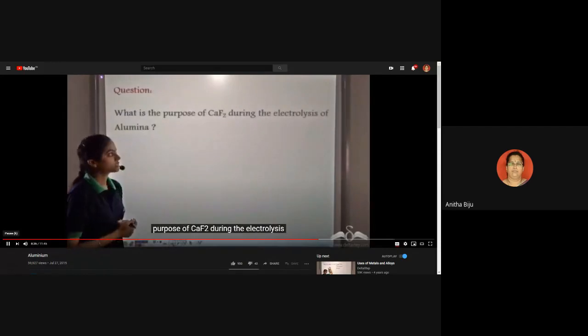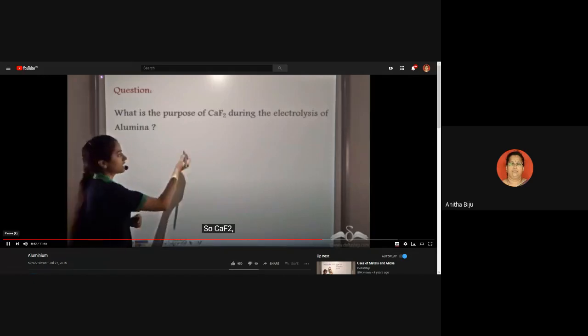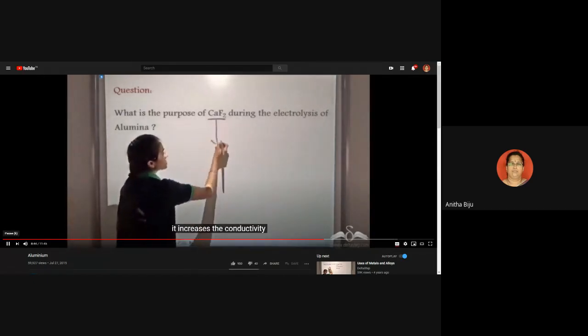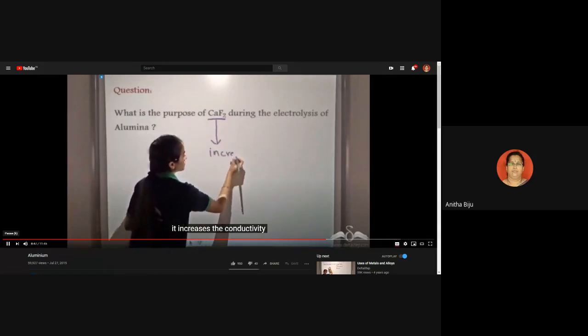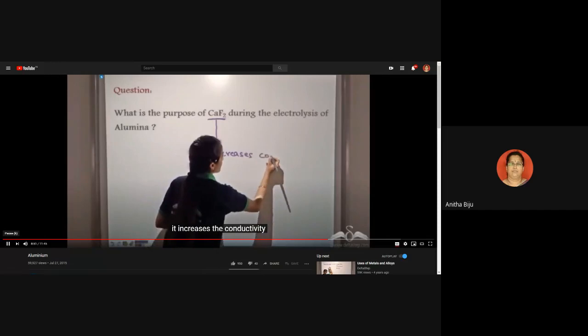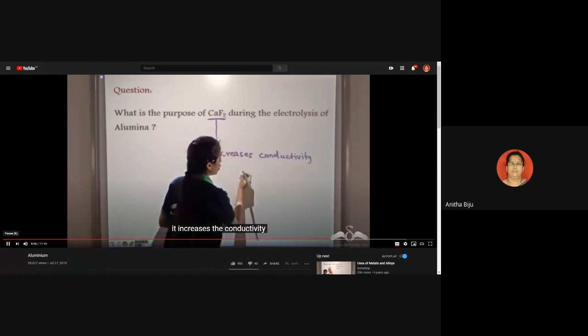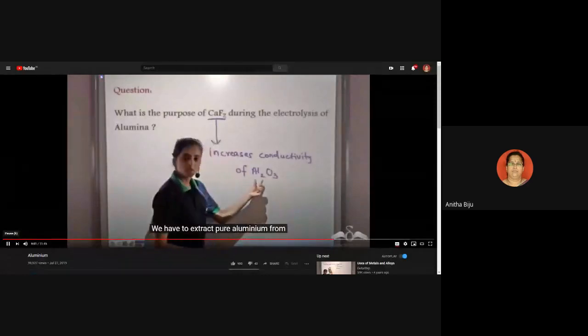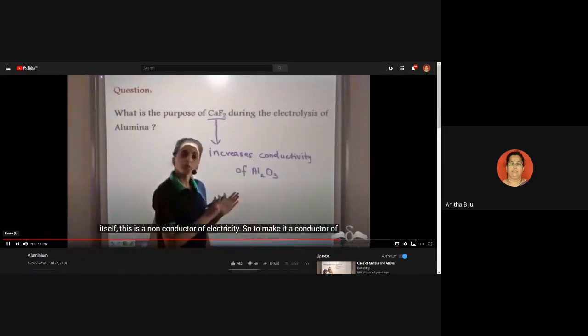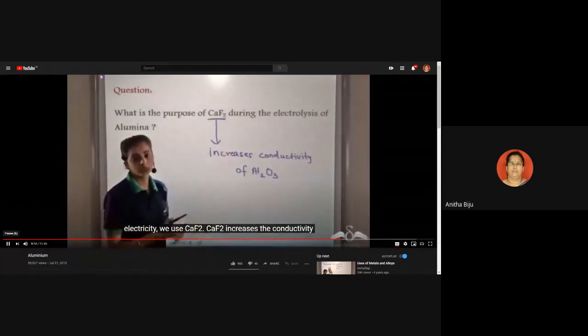What is the purpose of CaF2 during the electrolysis of aluminium oxide? So CaF2 increases the conductivity of alumina, that is Al2O3. We have to extract pure aluminium from alumina. If we carry out the electrolysis of alumina itself, this is a non-conductor of electricity. So to make it a conductor of electricity, we use CaF2. So CaF2 increases the conductivity of alumina.